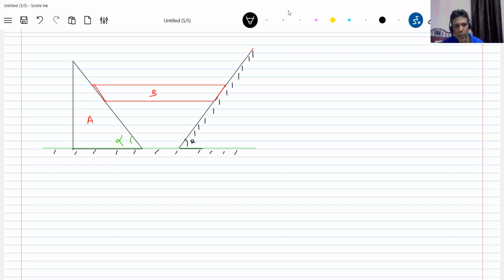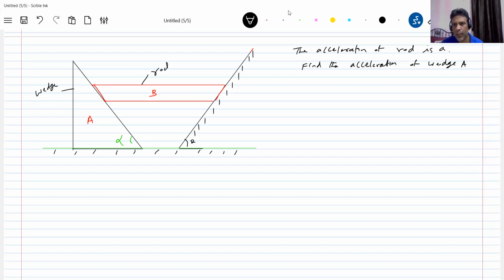I'm just going to test your observation skills. Nothing big. There's a rod. The acceleration of rod B is A. Find the acceleration of the wedge.